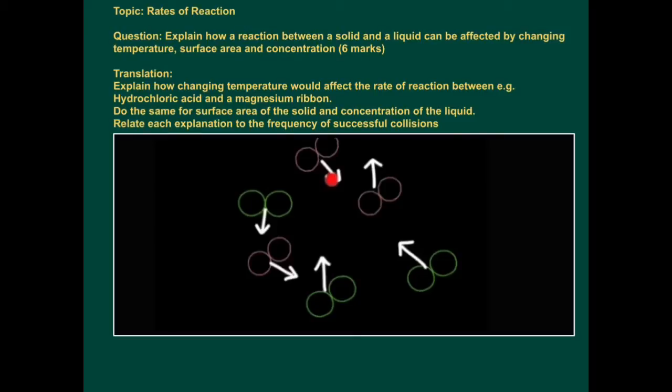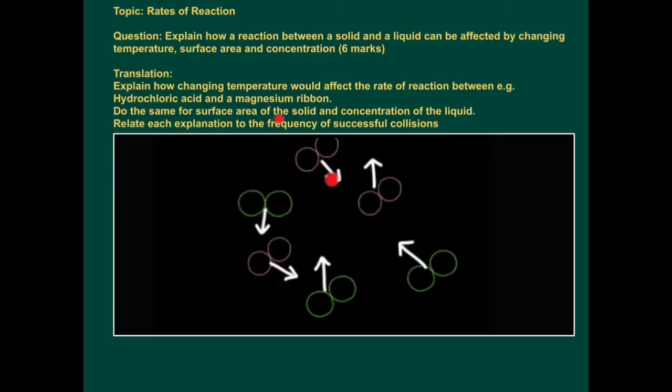For example, if it's hydrochloric acid, we could put more or bubble more hydrogen chloride gas into the water to make a more concentrated acid. You cannot increase the concentration of a solid because it's fixed. So the sub-questions explain how changing their temperature would affect the rate of reaction between, e.g., hydrochloric acid and magnesium.